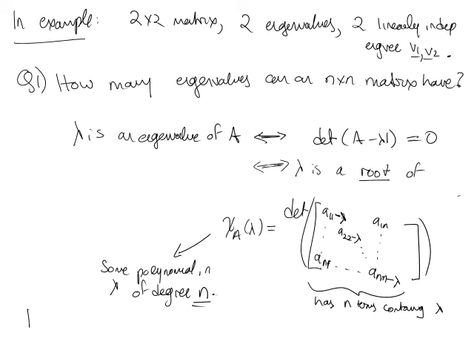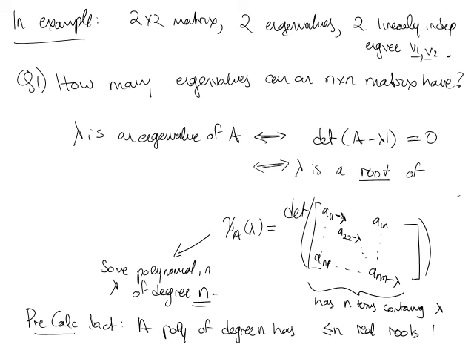And now we're going to recall this pre-calculus fact that a polynomial of degree n has at most n real roots. So in particular, that implies that the matrix A has at most n eigenvalues.